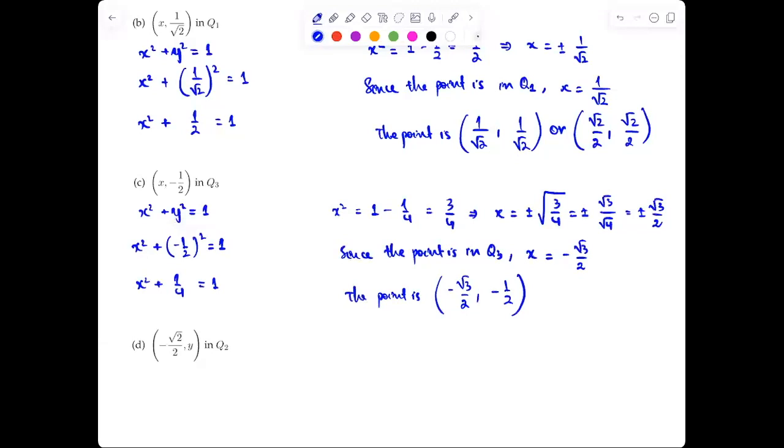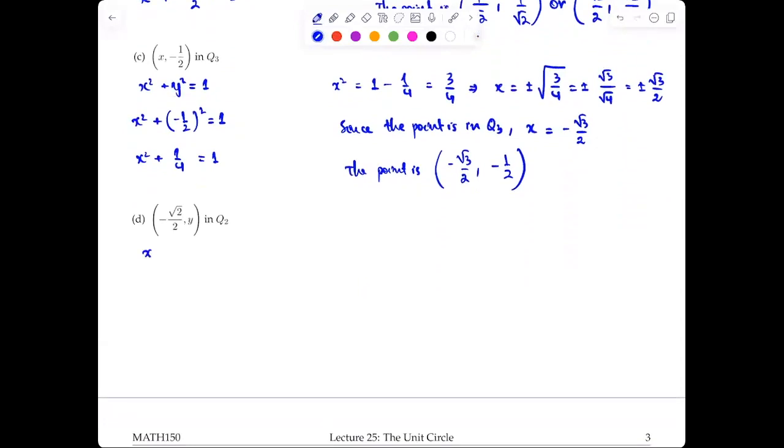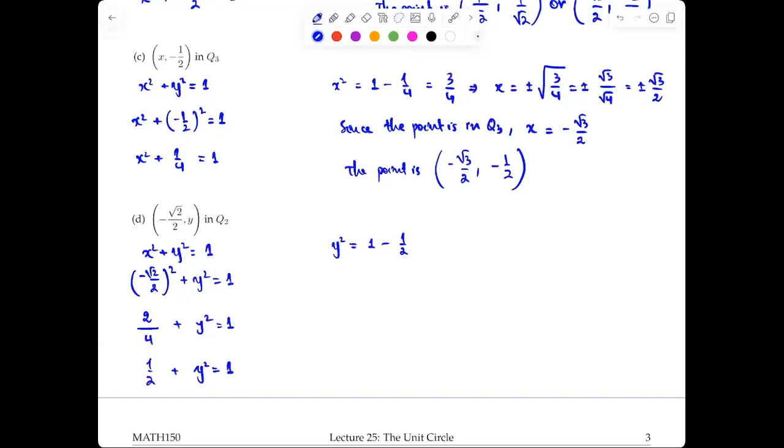All right, the last part. Again, you start with x squared plus y squared equal to 1. Here you get negative root 2 over 2 squared plus y squared equal to 1. So negative root 2 over 2 squared gives you 2 over 4 plus y squared equal to 1. Or 2 over 4 is 1/2 plus y squared equal to 1. And then you can solve for y squared, that is 1 minus 1/2 is equal to 1/2.